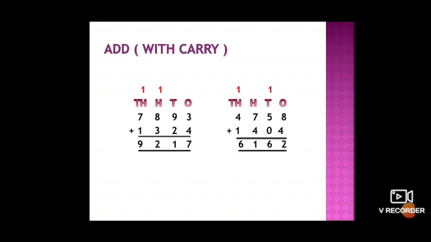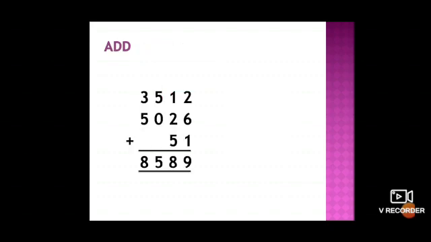So how many digits do we have in the thousands place, children? Yes, we have 1, 4 and 1. So when we add, we get 6. So the answer is 6,162. Okay, understood how to add with carry? Yes, very good. Now let's add some numbers.